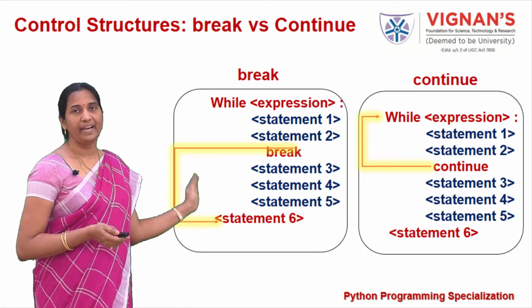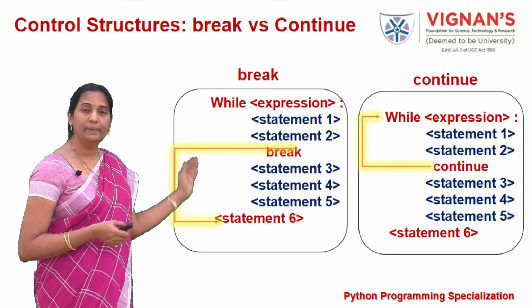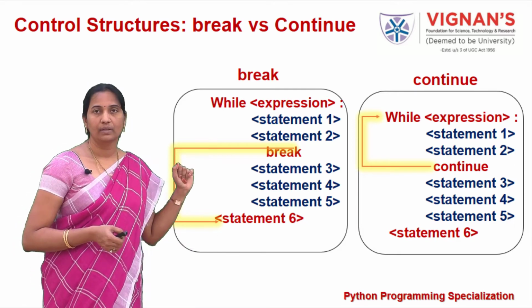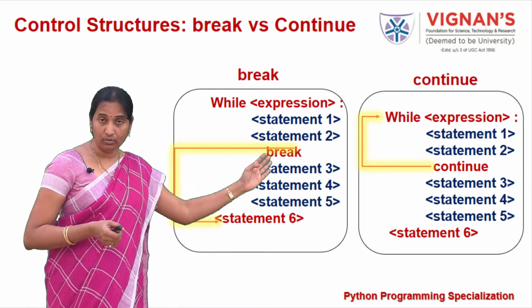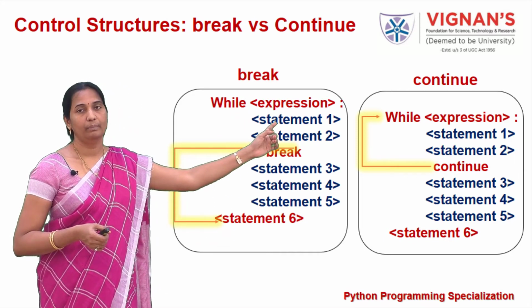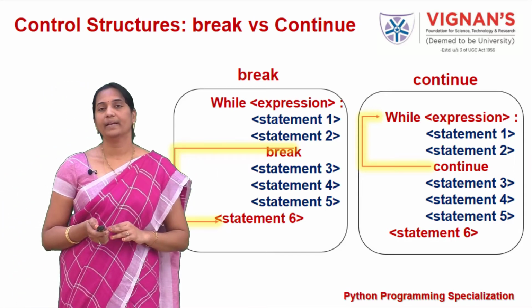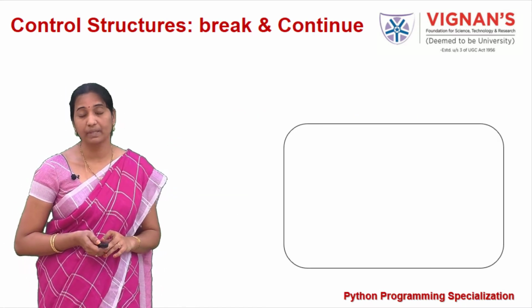So the difference between break and continue is, on execution of the break statement, the loop is terminated and the statements that are placed after the loop would be executed. On execution of the continue statement, that particular iteration would be skipped and the control will be moved back to the beginning of the next iteration. That's how we can use break and continue. Break is to terminate the loop, whereas continue is used to skip a particular iteration.